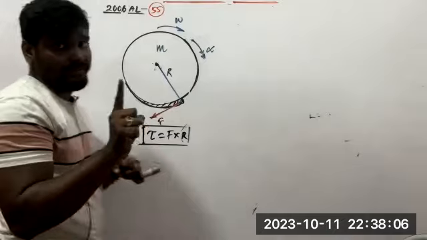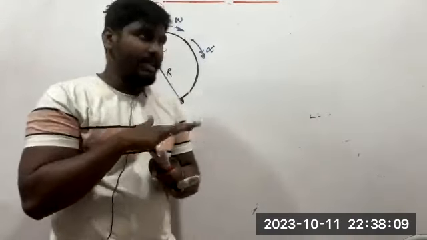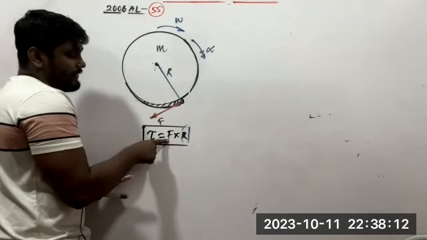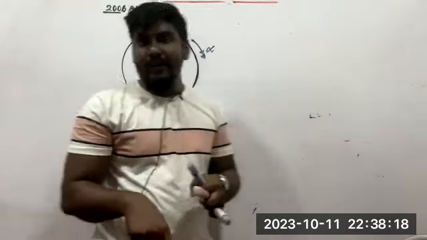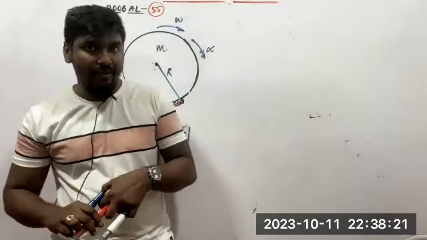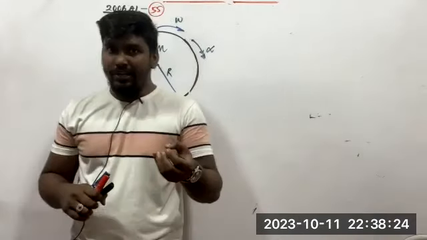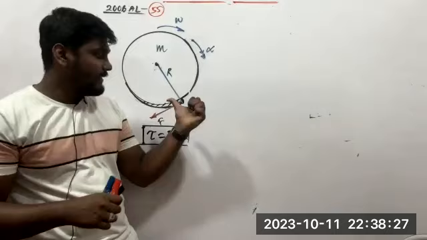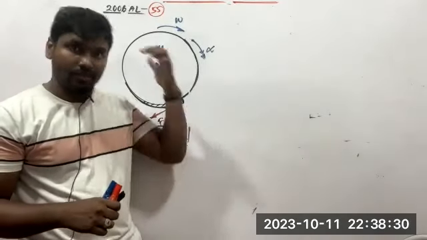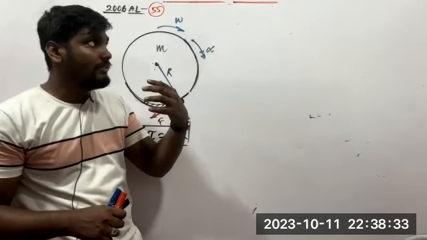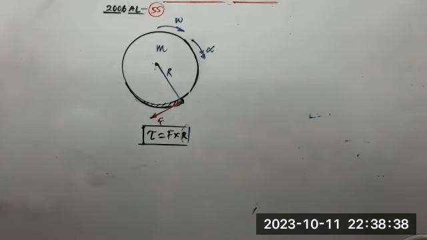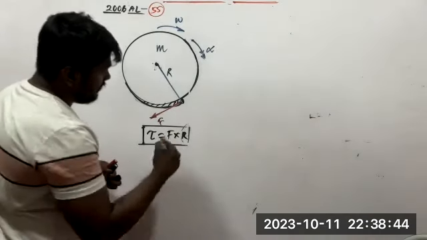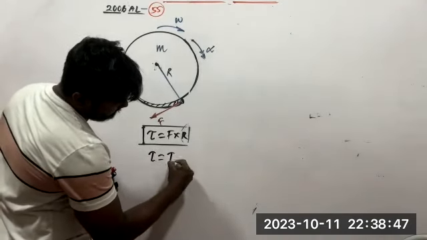Now they mentioned this capital F is constant. We know the equation for the resultant torque is tau equals F into R. We know one more equation for torque. What is the other equation that we learned for the resultant torque? Tau equals I alpha.